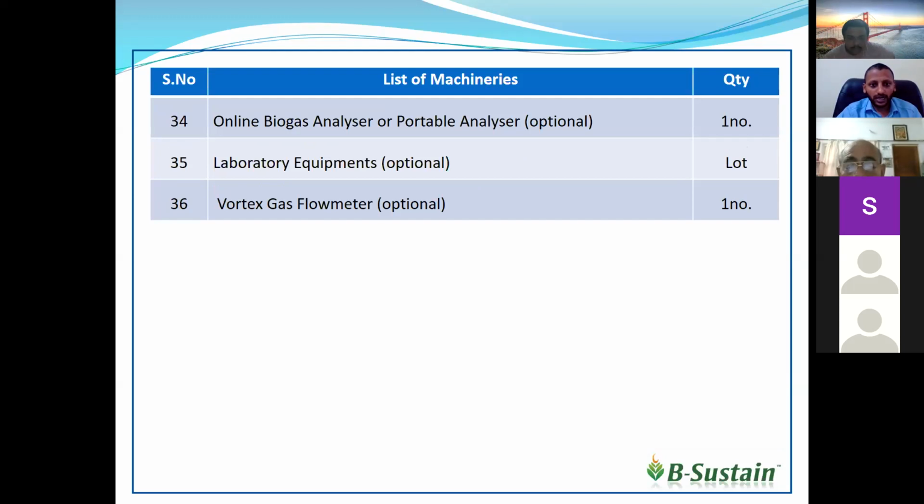Then optional online analyzers or portable analyzers to check the biogas composition, and then gas flow meters and other laboratory equipment. Other laboratory equipment means you have to find the total solids and then the volatile solids. The main two equipments required: to find the total solids we need an oven, and to find the volatile solids we need a muffle furnace. That's all.